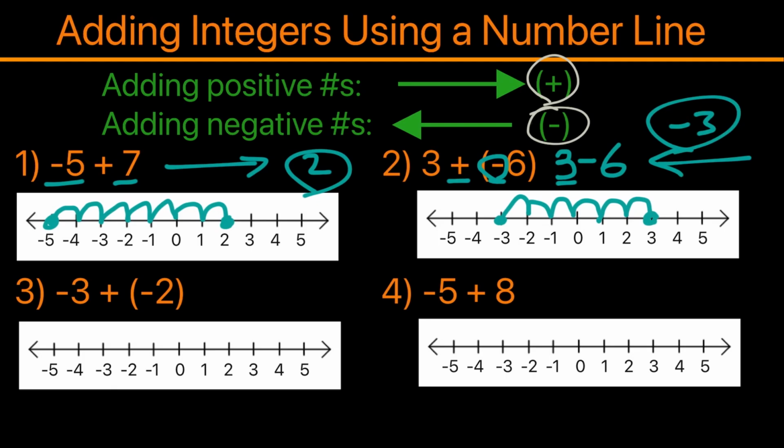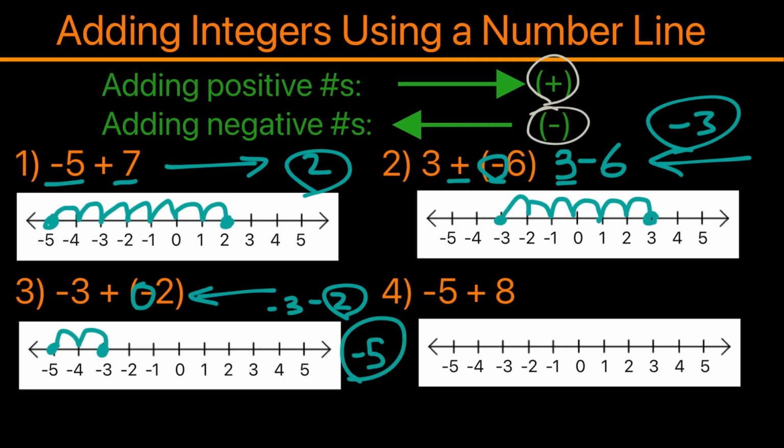For the third example, we have -3 plus -2. Just like the second example, we're adding a negative number. So we're heading toward the left. And this is equivalent to -3 minus 2. So starting point will be -3. And we're going toward the left 2 spaces. And that's 1, 2. So our answer for this would be -5.